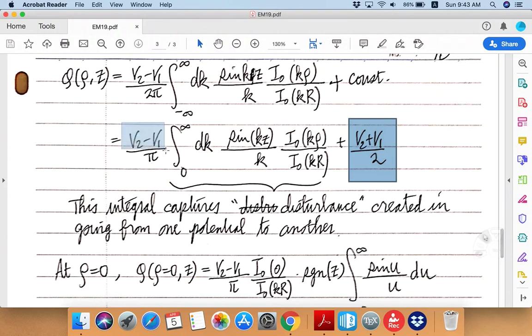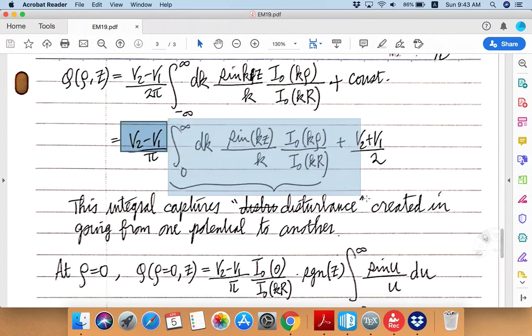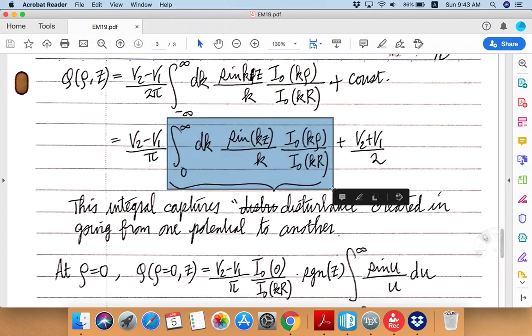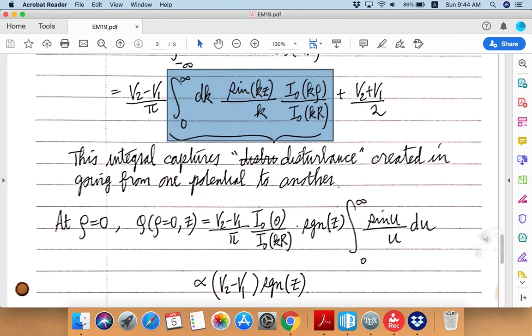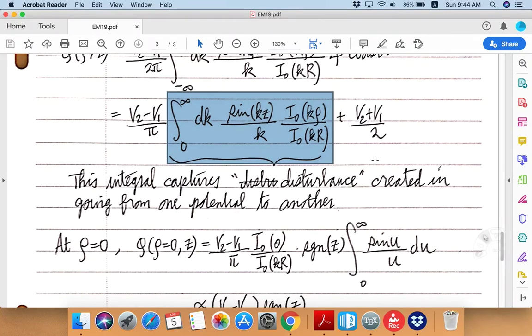And this other piece, which depends on the potential difference, has a natural interpretation as something that captures the effect of the disturbance. By disturbance, what I mean is that you have to make a transition from the region where the potential is more or less V2 to the region where the potential is more or less V1. So there will have to be a transition region. And what exactly is going on in that transition region is captured by this integral.